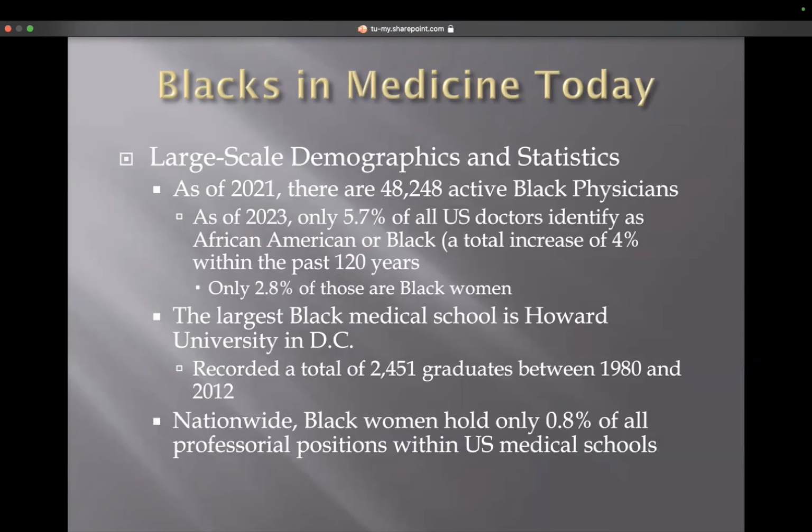The largest Black medical school in the US is Howard University. They recorded a total of 2,451 graduates between 1980 and 2012. We also found that nationwide, Black women only hold a staggering 0.8% of all.